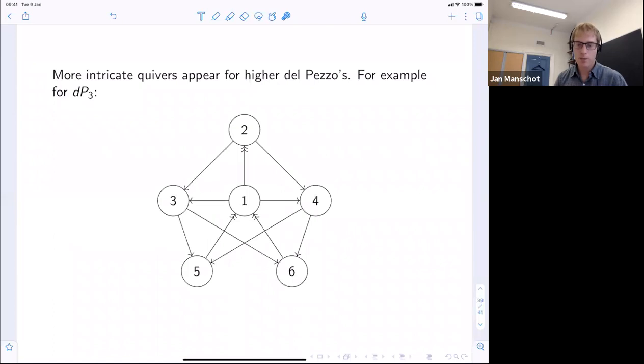Okay, and we can go to more intricate quivers, for example for the higher del Pezzo. For example, this is DP6, and yeah, you can go to even higher, but you get quite intricate quivers.